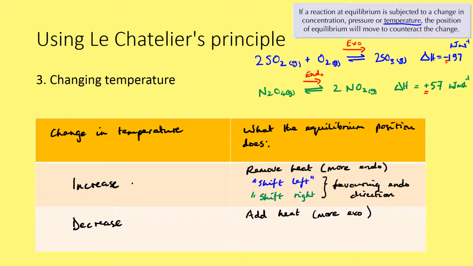Okay, now in order to add heat, each reaction is going to do it in a different way. So going back to our sulfur dioxide, our blue reaction, if we want more of the exothermic reaction, our equilibrium position is going to shift to the right, because it's the rightward forward reaction that is the exothermic reaction.